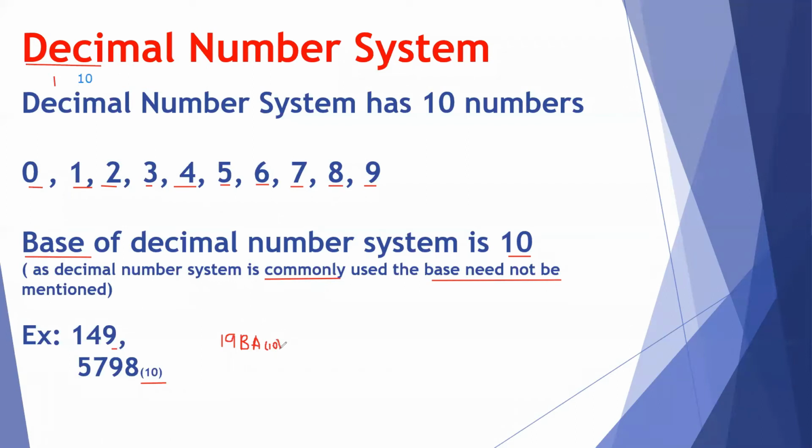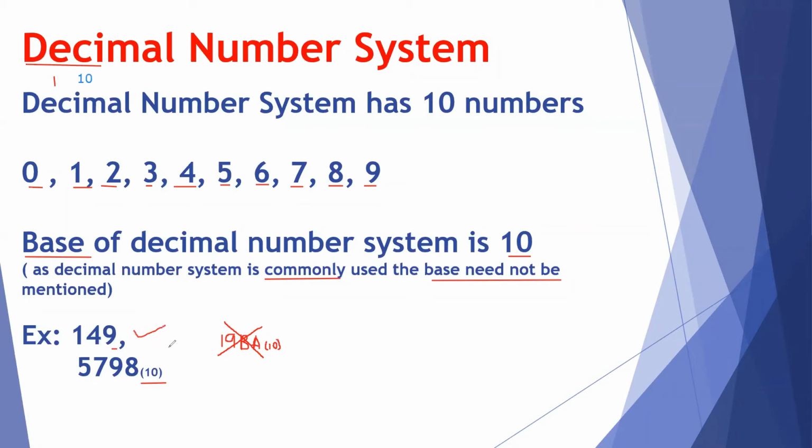Is it a decimal number now? No, it is not a decimal number. Why? Because 1 is present in this, 9 is present in this, but B and A are not present in our decimal number system. That's why we cannot say this number is decimal. It is a wrong number.